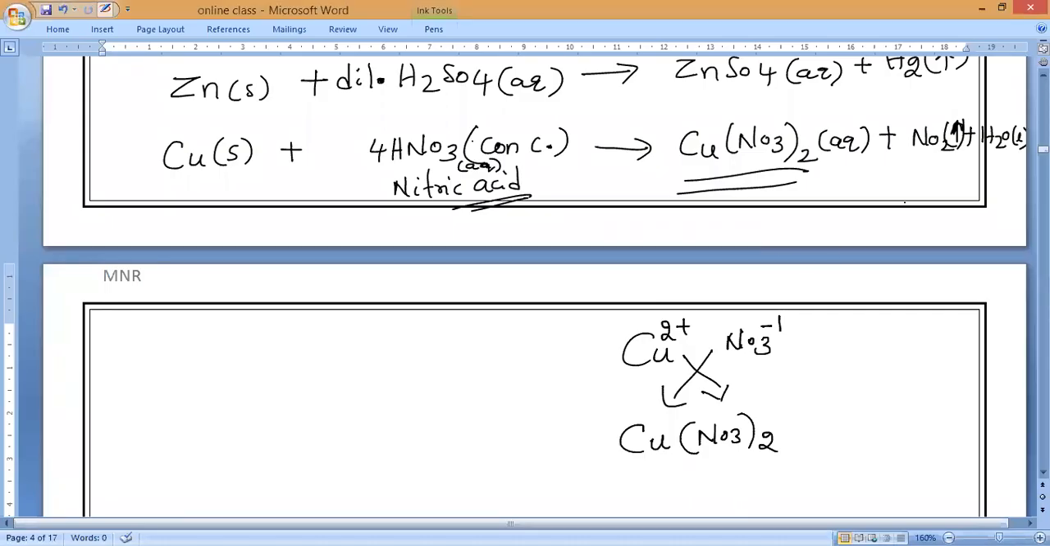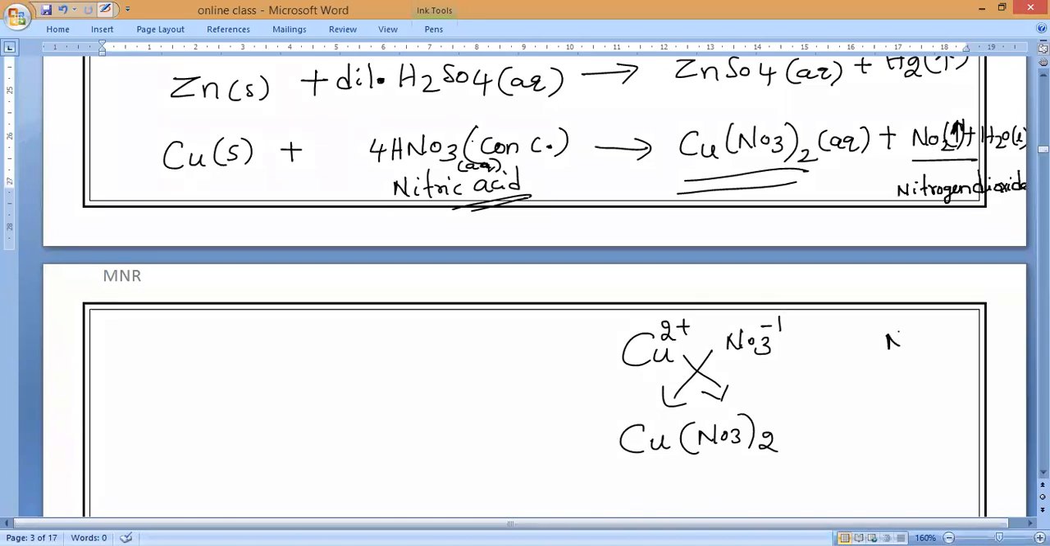Please, what is the state of nitrogen dioxide? This is called nitrogen dioxide. What is it called? Nitrogen dioxide. Is it okay, guys? Nitrogen dioxide, up arrow. Up arrow indicates what state? It is gas. Gas state.